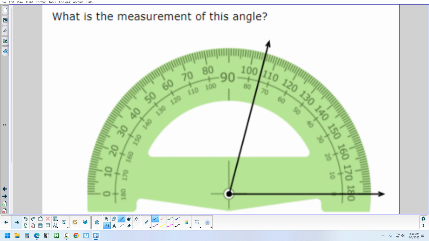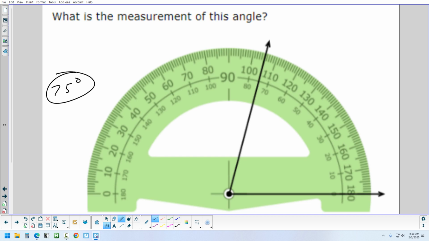Okay. How big does it look like that angle is? 85. So 85 would probably be more like right there. 75. Yeah, that one's 75. So it's not 70, it's not 80, it's right in between. So I would say 75. Acute, right, obtuse, or straight? Acute. That's acute. Yep, it's an acute angle.